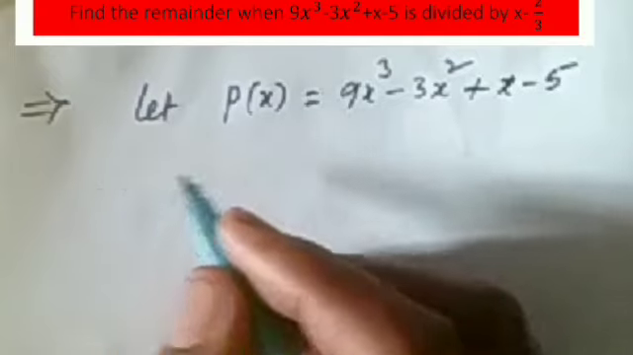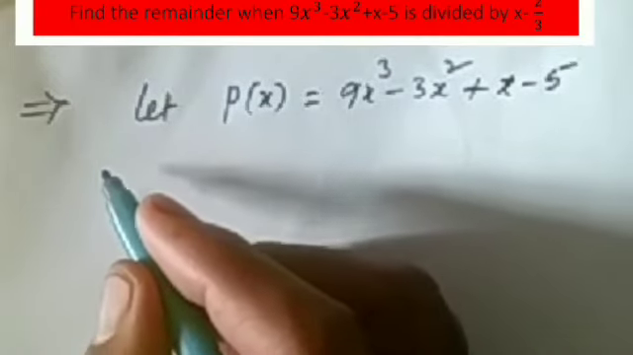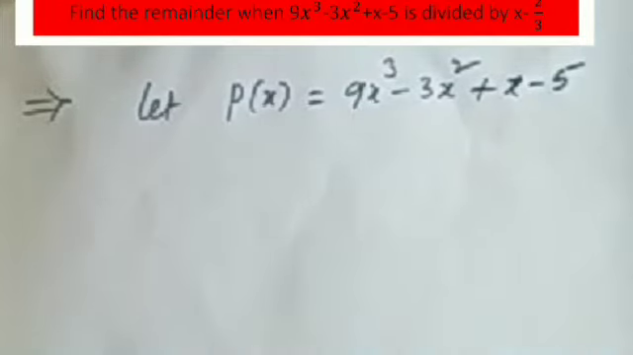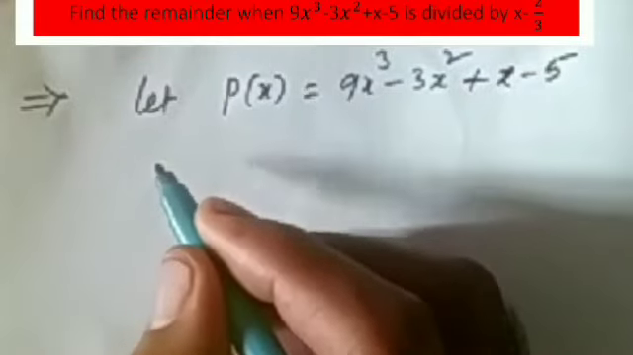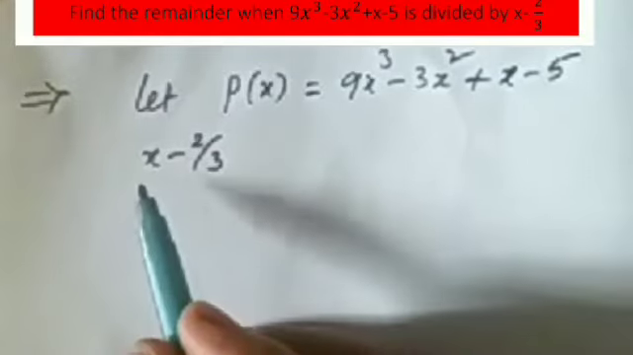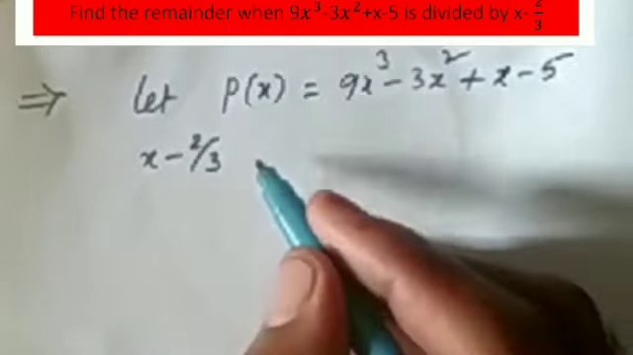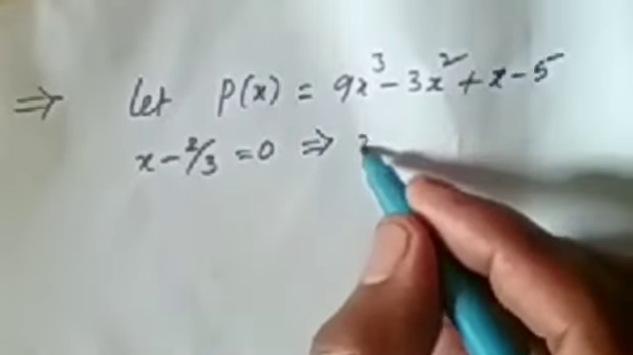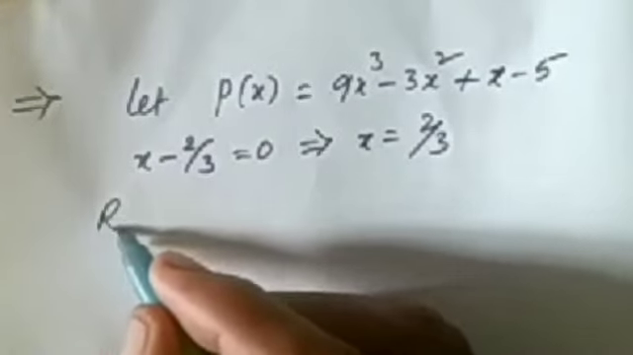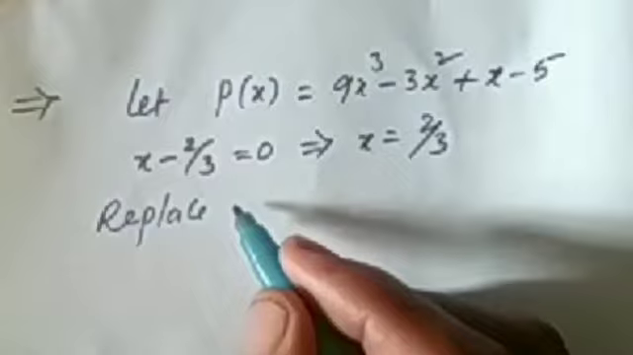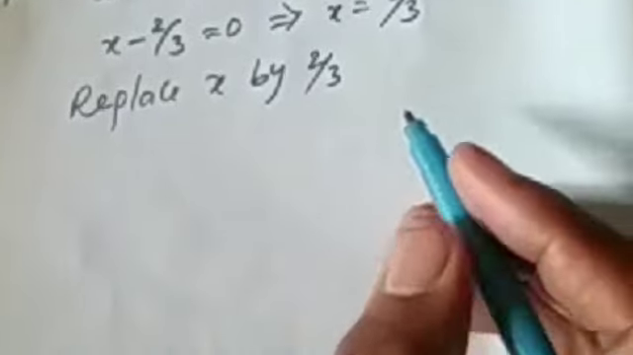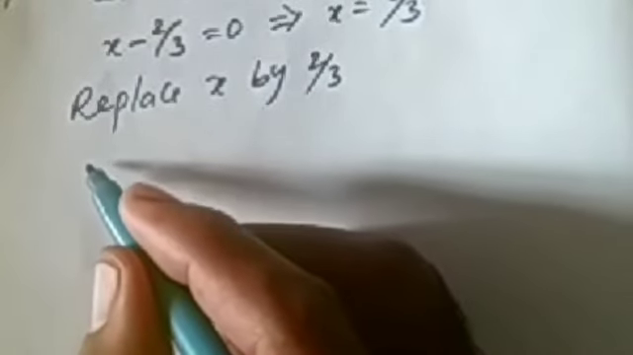Now let p of x equal 9x cube minus 3x square plus x minus 5. What is the divisor? x minus 2 by 3. Let it be equal to 0. So you get x equal to 2 by 3. So substitute in the place of x, replace x by 2 by 3. In general, in every problem we do the same process.